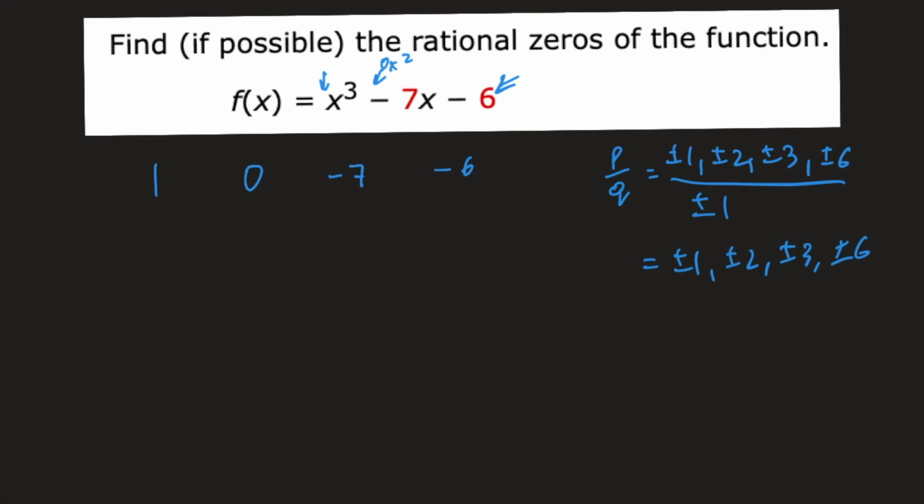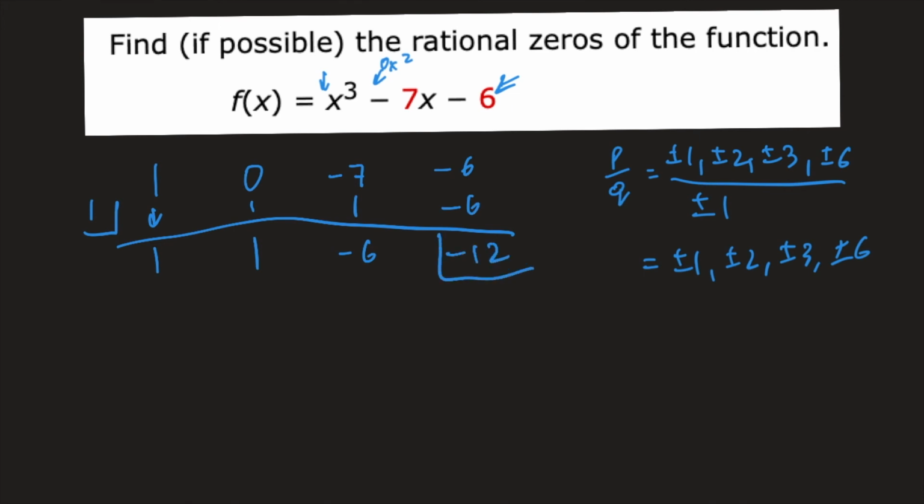I'm going to start with +1. I'm going to bring down 1. 1 times 1 is 1. 0 plus 1 is 1. 1 times 1 is 1 again. That is -6 times 1 is -6. Notice we get -12 as a remainder, which means 1 is not one of the roots.